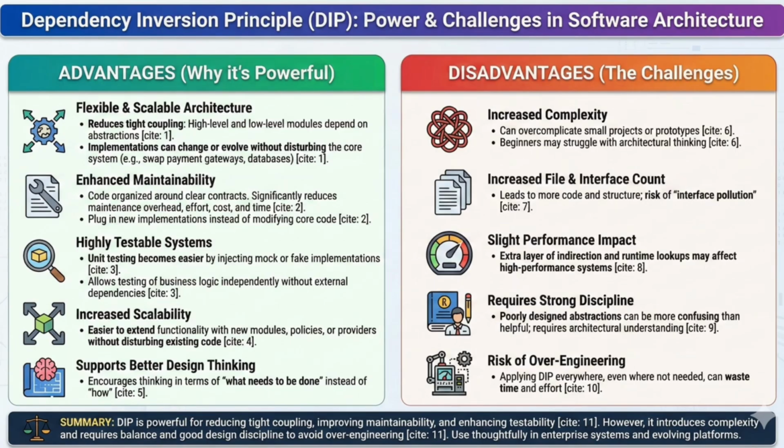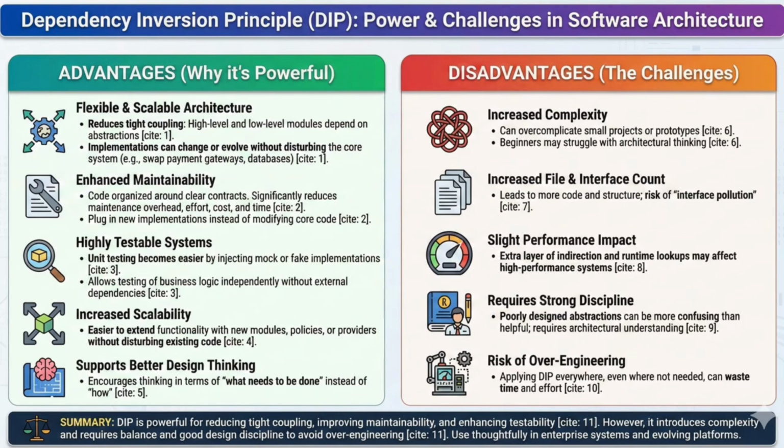Dependency inversion also makes systems highly testable. When classes depend directly on concrete implementations like real databases, APIs, hardware services, or cloud resources, unit testing becomes painful. Developers require real environments, live credentials, or complex setups to run tests. But when systems depend on abstractions, mock or fake implementations can be easily injected. This allows developers to test business logic independently without external dependencies. Testing becomes faster, safer, cheaper, and more reliable.